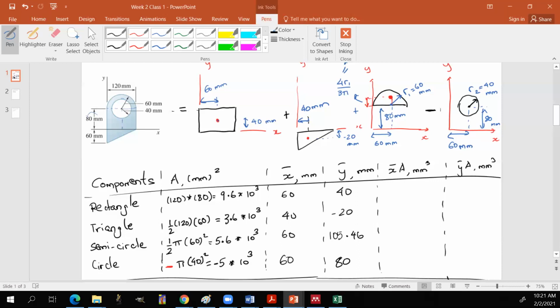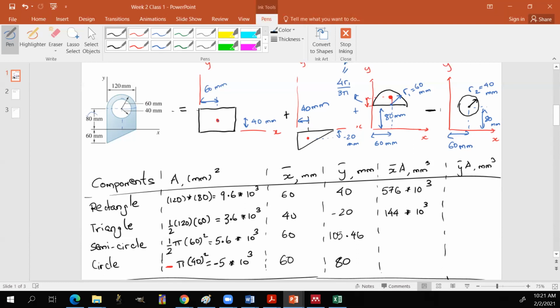60 times 9.6 times 10 to the third. 576 times 10 to the third. What about this guy here? 40 times 3.6 times 10 to the 3. 144 times 10 to the third.